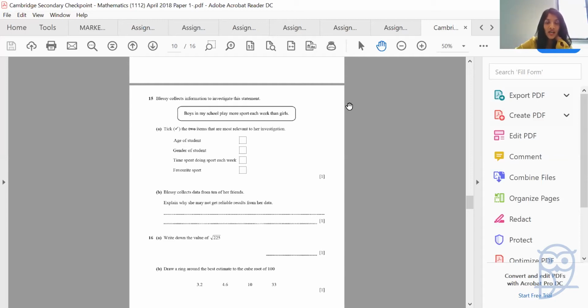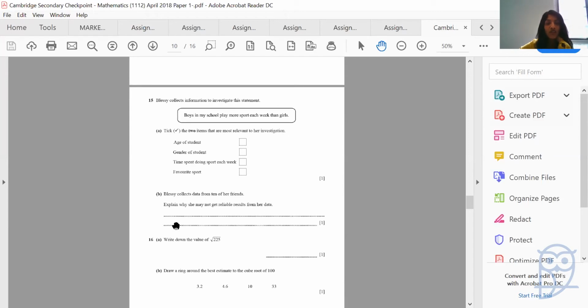She cannot get a proper, reliable database on 10 students. Furthermore, there is no evidence to show that she has an equal amount of boys and girls, male or female, among her friends. So this data collection will be skewed. There's no proper evidence showing us how many boys and girls are amongst her 10 friends. So that is why this will not be a reliable result.